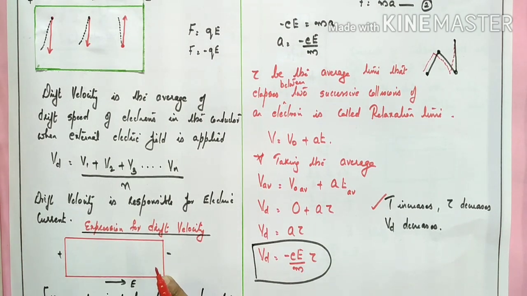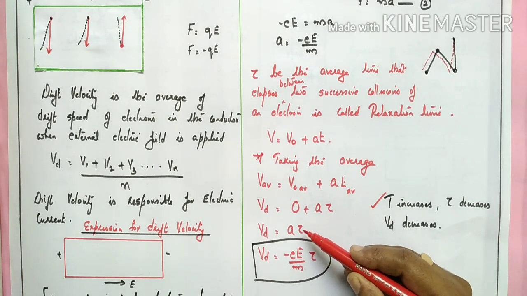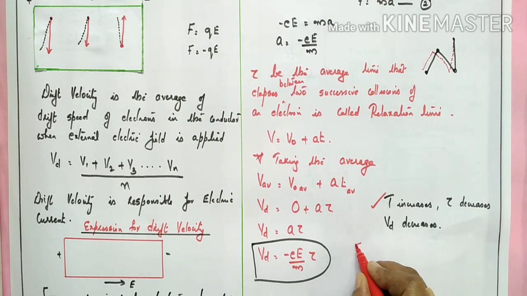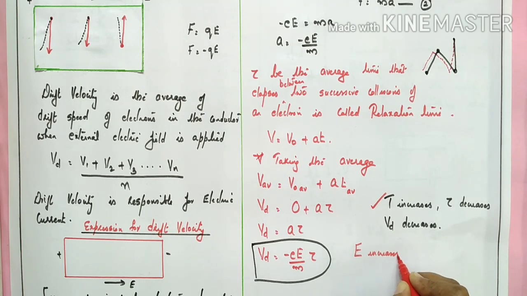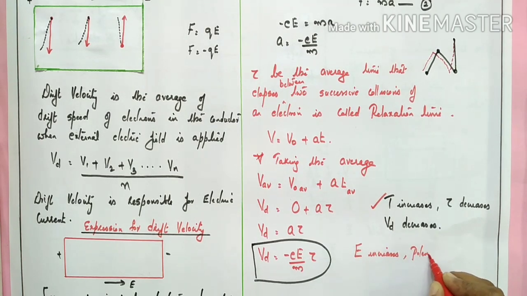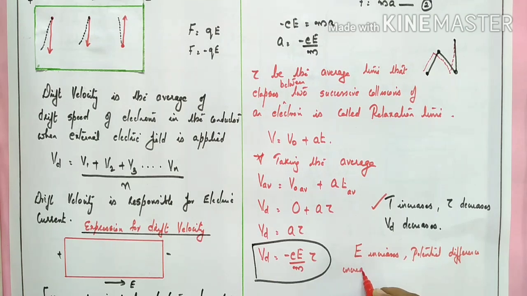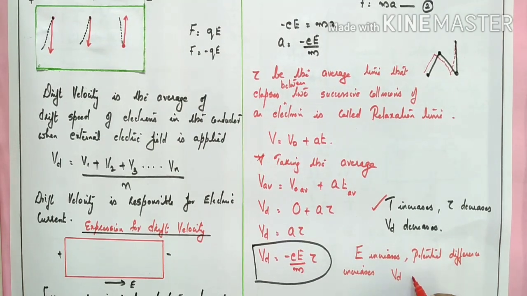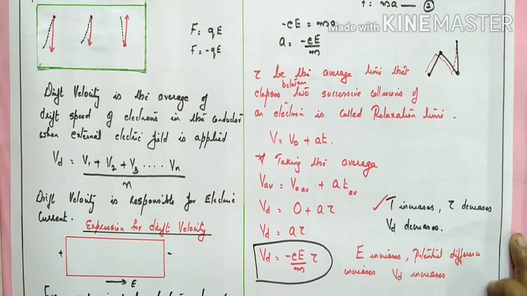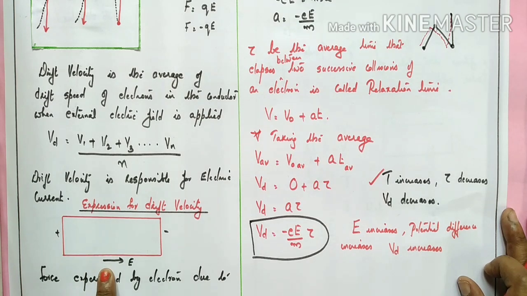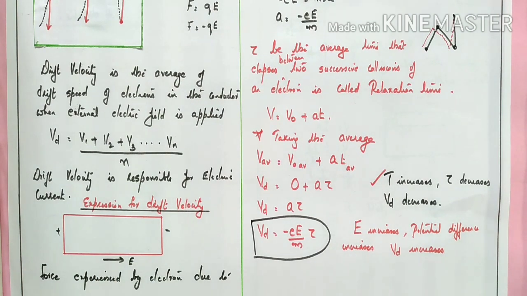Now, if this conductor is connected to a strong electric field or a strong potential difference, that means the electric field increases. Now what happens to drift velocity? Drift velocity also increases. So as the electric field and potential difference increase, drift velocity also increases. If a strong battery is connected, then the potential difference increases and hence drift velocity also increases.